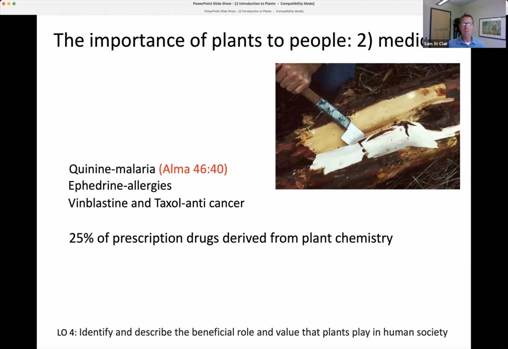The second thing that plants do for people is provide medicine. And so there are thousands of secondary compounds produced by plants, and humans have co-opted those secondary compounds to make prescription drugs and cures that we use to treat diseases.